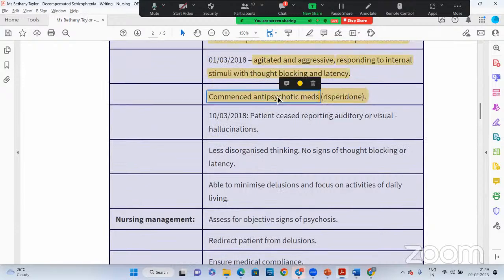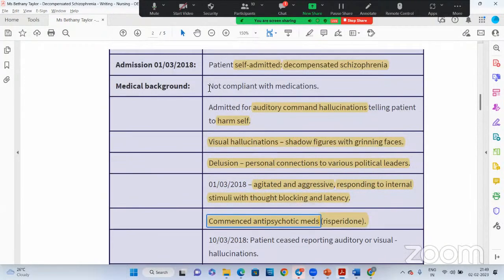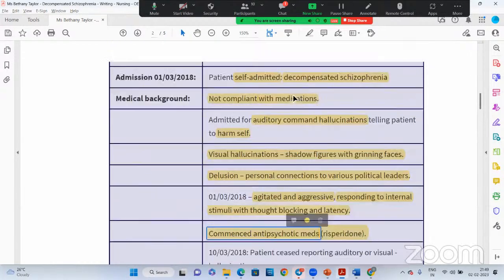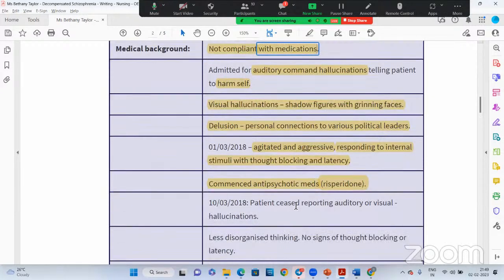Commenced antipsychotic medications. So why? Because she was not compliant with medications. Remember that one. So that's why she is commenced on antipsychotic medications. Because she is not compliant, although she was already taking these medications, she was recommenced. She did not take them, so they were started again.